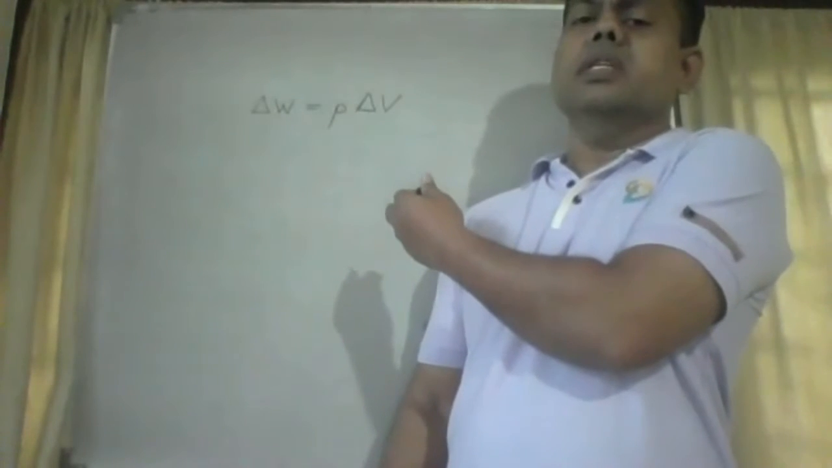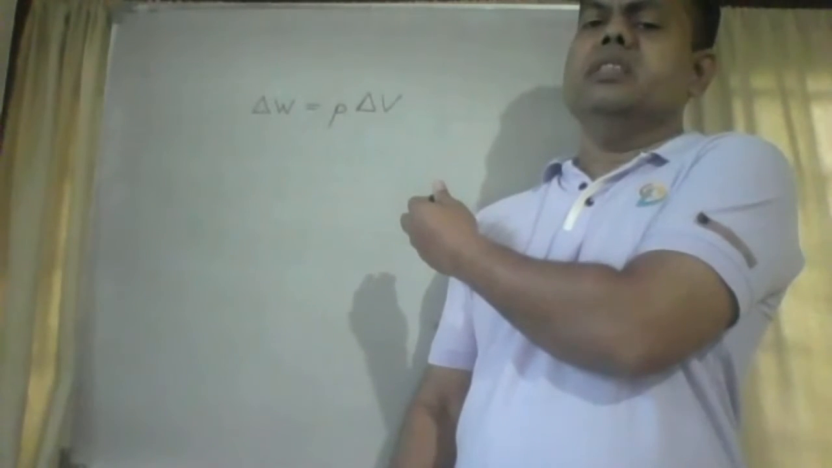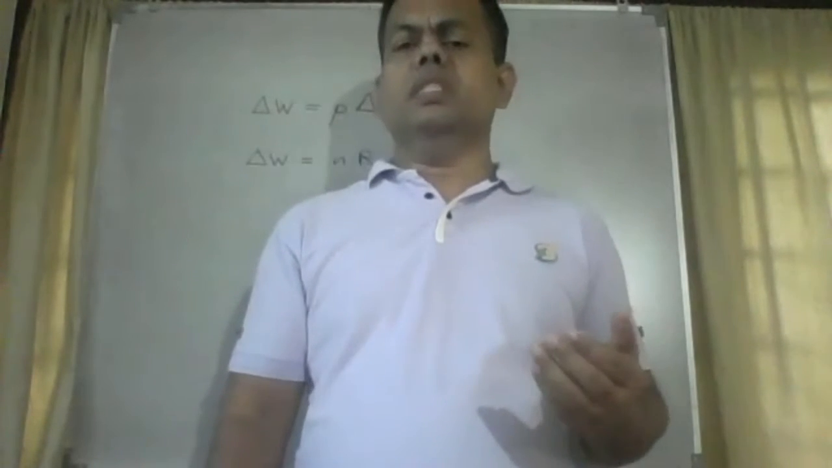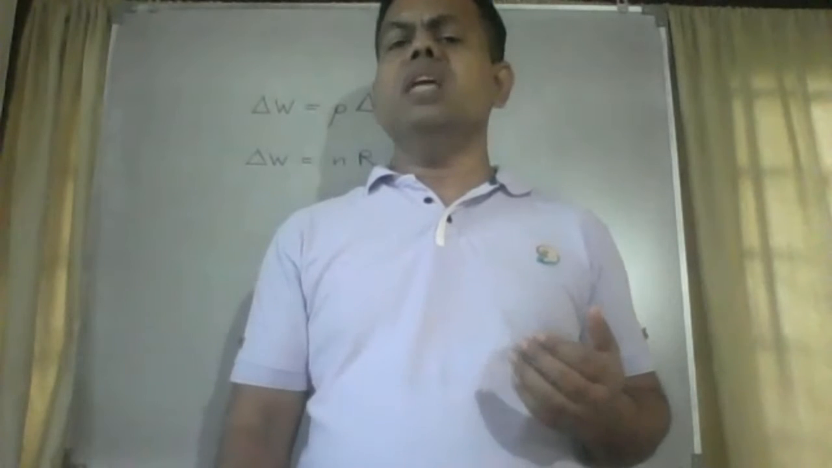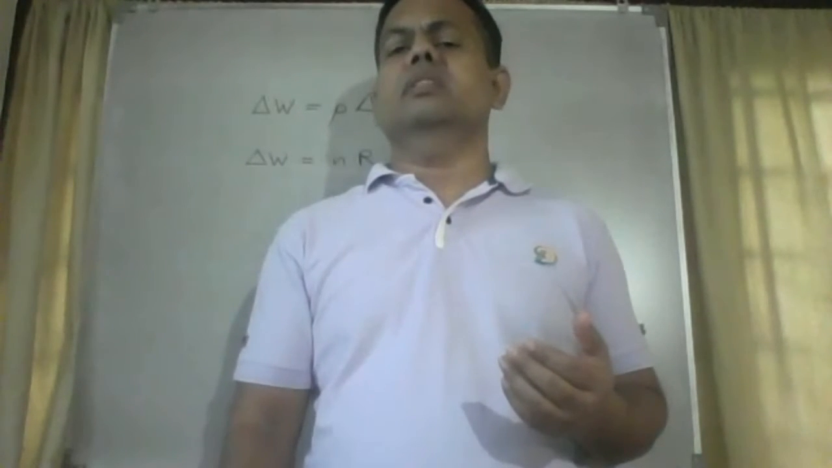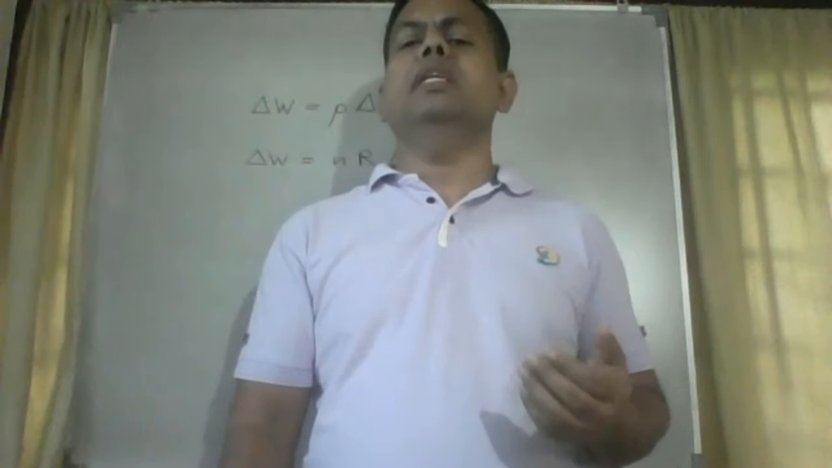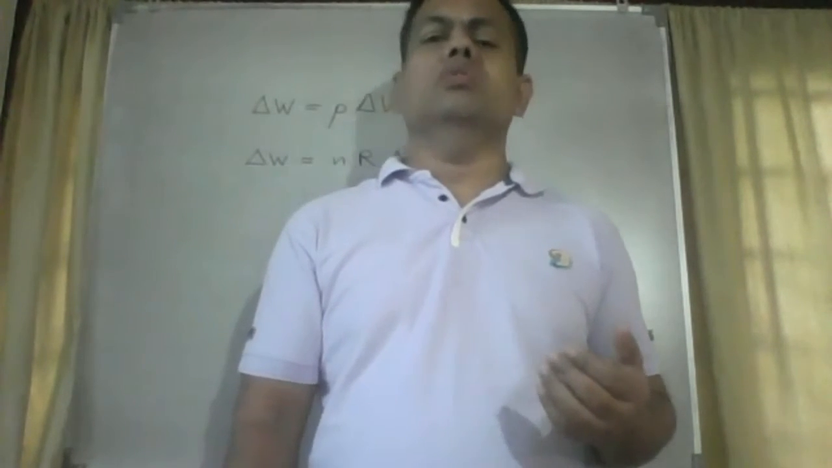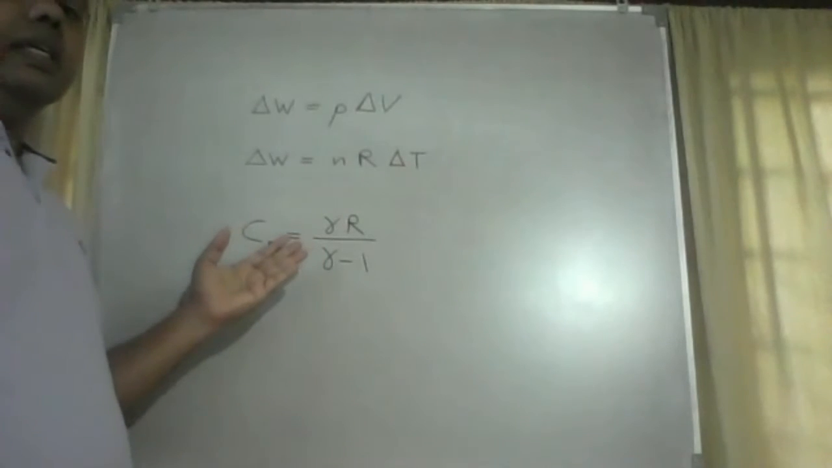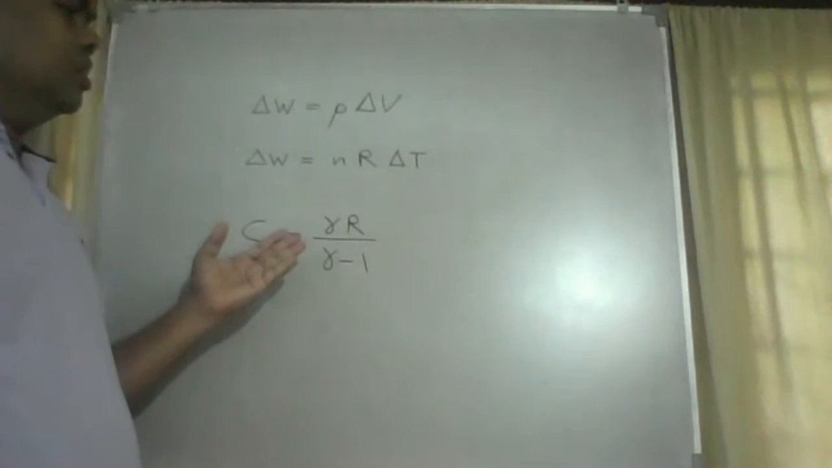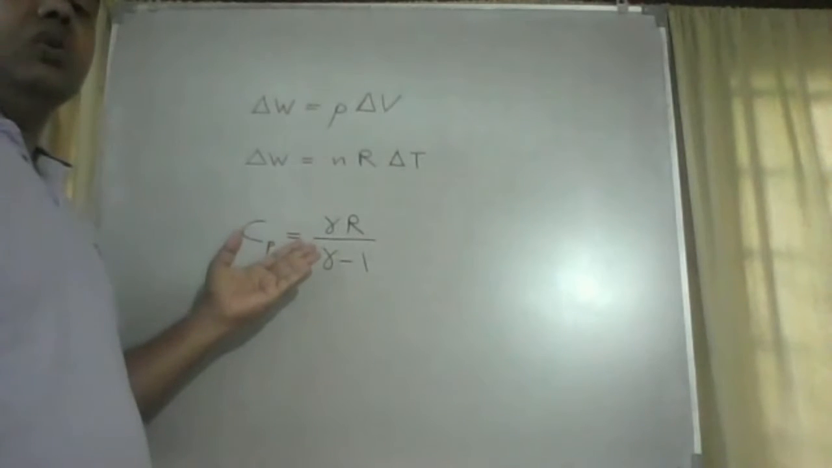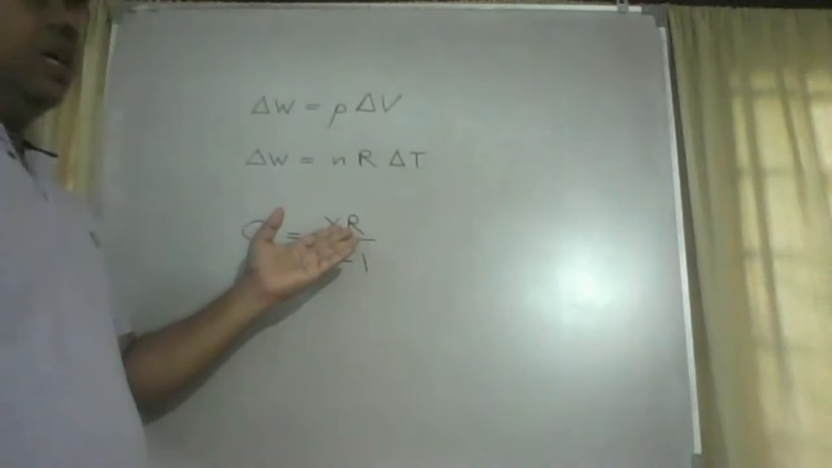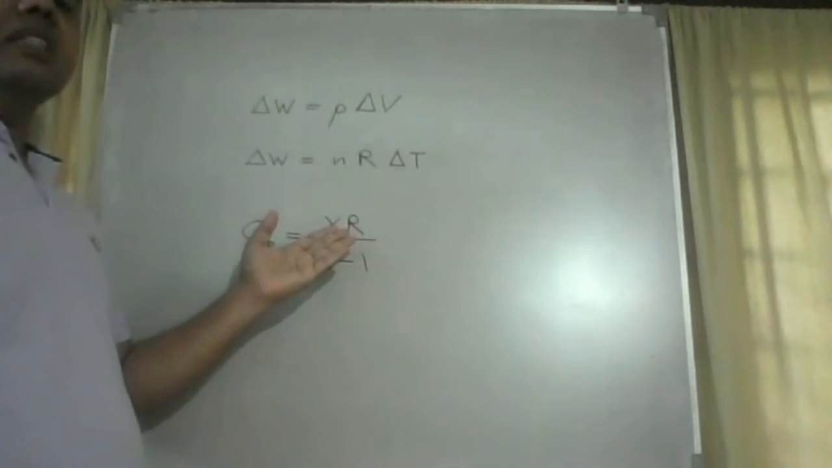This equation can be further modified as follows. In an isobaric process, the molar heat capacity of a gas, Cp, is given as follows. Here, gamma is the molar heat capacity ratio, that is Cp divided by Cv. R is the universal gas constant.